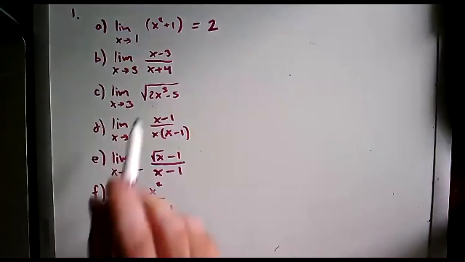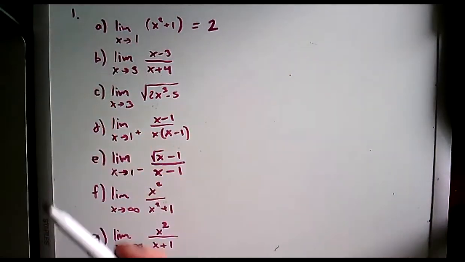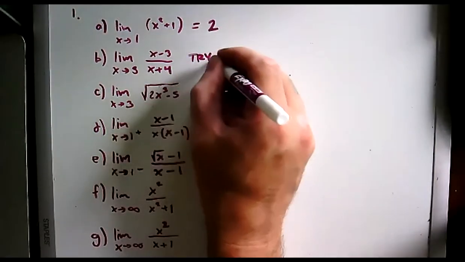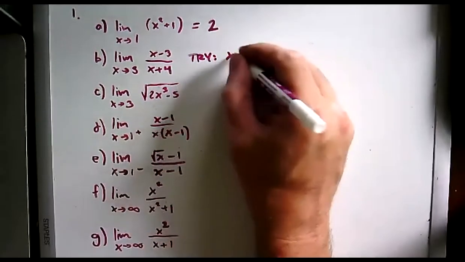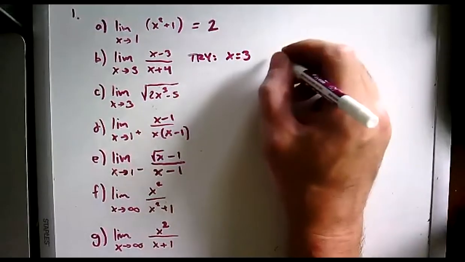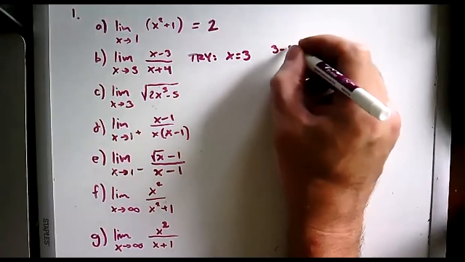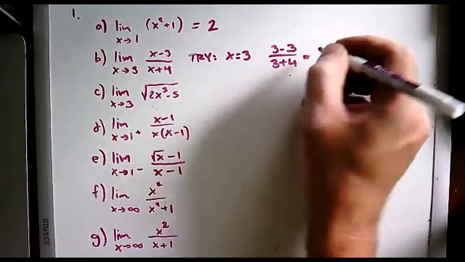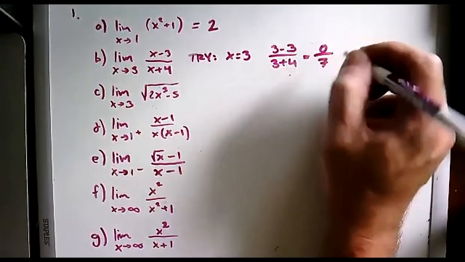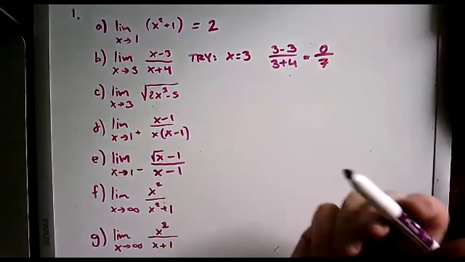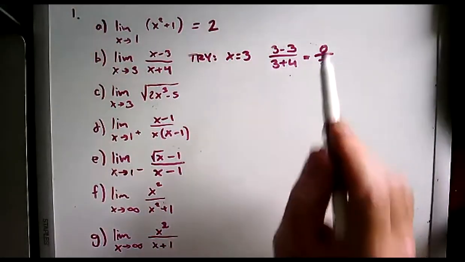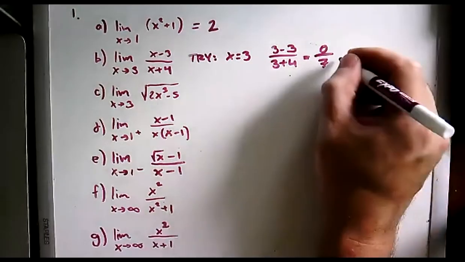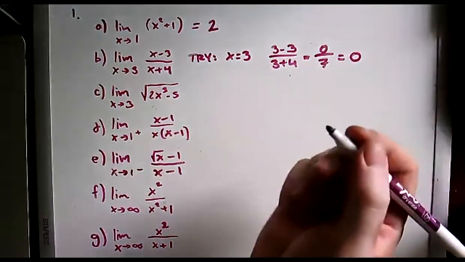So here, I'm a little bit more worried that I have a rational function. I could have division by 0. So I'm trying out x equals 3 and seeing what happens. Then I have 3 minus 3 over 3 plus 4, so 0 over 7. You might think about this for a minute and say, wait a minute, is that a real number? Yes, this is 0 pizzas and 7 people, right? 0 divided by 7 is 0, and that's the answer to our limit.